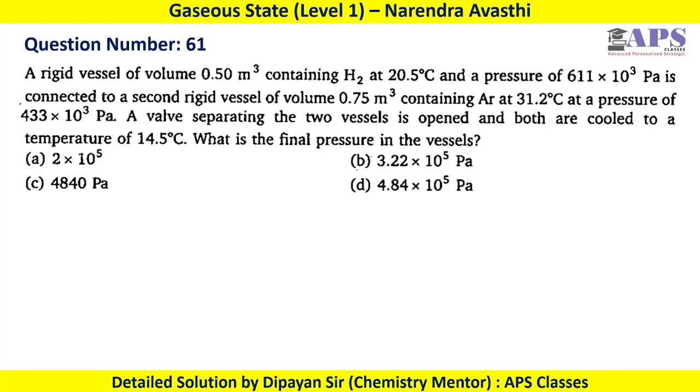In question number 61, a rigid vessel of volume 0.5 meter cube containing hydrogen at 20.5 degrees centigrade and a pressure of 611 into 10 to the power 3 Pascal is connected to a second rigid vessel of volume 0.75 meter cube containing argon at 31.2 degrees centigrade at a pressure of 433 into 10 to the power 3 Pascal. A valve separating the two vessels is opened and both are cooled to temperature 14.5 degrees centigrade. What is the final pressure in the vessel?